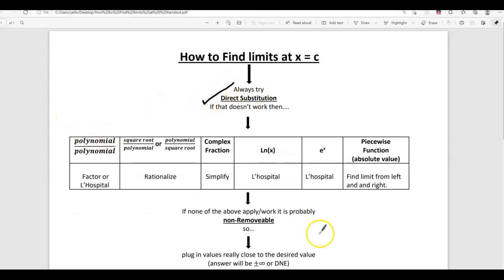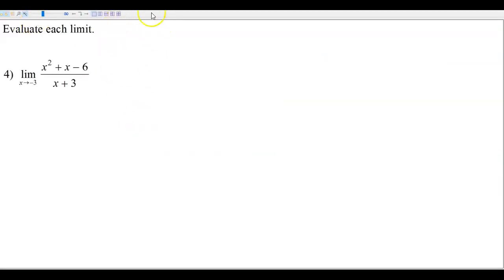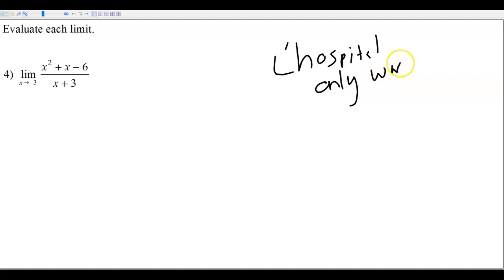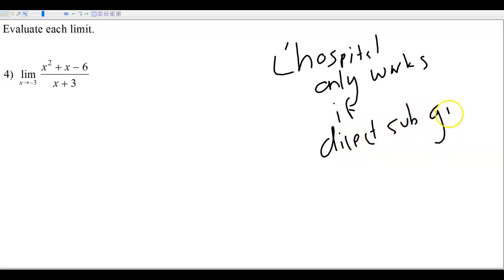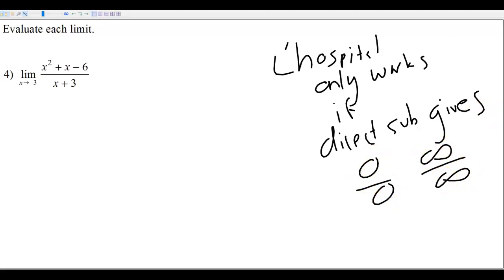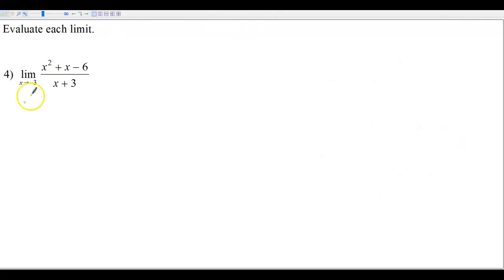So we tried direct substitution, that didn't work, so we have to decide what kind of function we're looking at, and it's one of these with a polynomial over polynomial. So you could either factor it or do L'Hopital. I'm going to go ahead and go with the L'Hopital approach, so let's check that out. It's important that you remember that L'Hopital only works if direct substitution gives 0 over 0 or infinity over infinity. Okay, so that's the only time L'Hopital works. The good news is that's most of the time. So in this case, when I did direct substitution, I got 0 over 0, which means L'Hopital works.